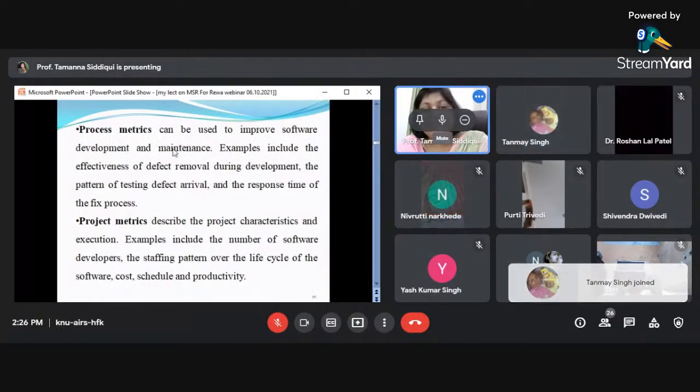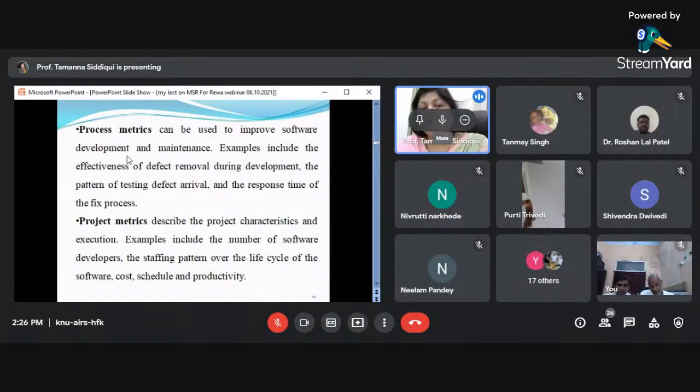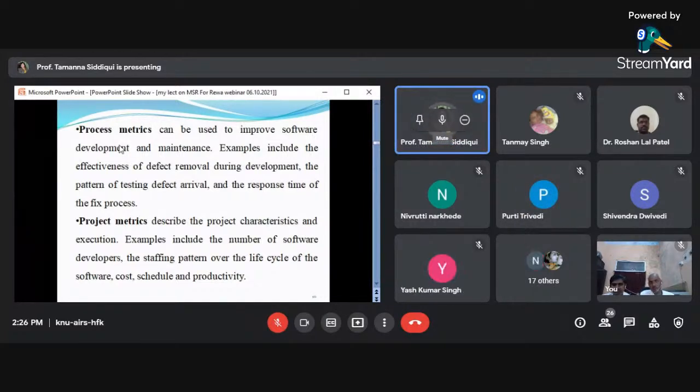Process metrics means we want to improve the software process. The process may be the development process or the maintenance process. So if we want to improve the software development process, then we can use certain types of process metrics to improve software development and maintenance. Examples include the effectiveness of defect removal during development, the pattern of testing defect arrival, and the response time of the fix process. These are examples of process metrics.